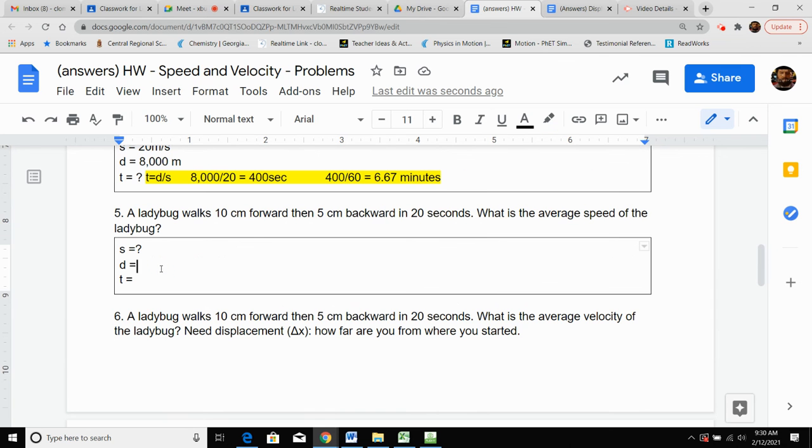Ooh, 5. All right, well, I'm not going to do all 5 with you, but I'm going to just help you with the setups. Ladybug walks 10 centimeters forward and then 5 centimeters backwards in 20 seconds. They want to know what the average speed is. So they're looking for S.